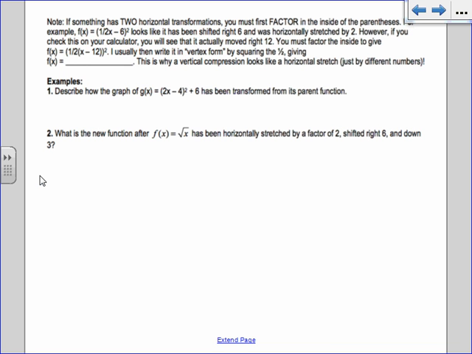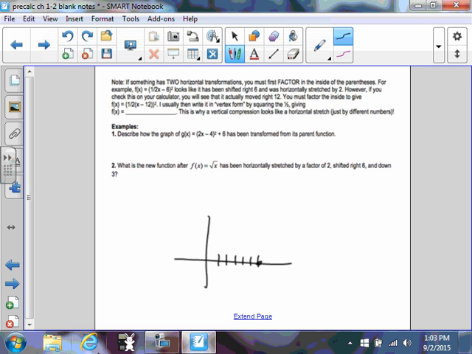All right. So it says note, and we talked about this a little bit last year. If something has 2 horizontal transformations, you must first factor in the inside of the parentheses. For example, if you have f of x equals 1/2 x - 6, it looks like the 2 transformations are that you're moving things right 6, and then you're doing a vertical stretch by 2, but you're actually not. So you would think that you were at the point 6, over here. But you actually don't do that. And I want to show you on your calculator why we don't do that.